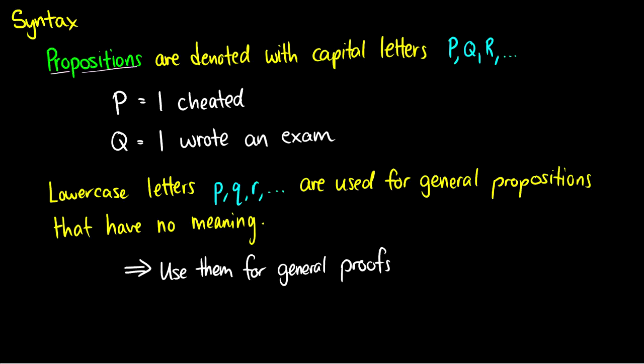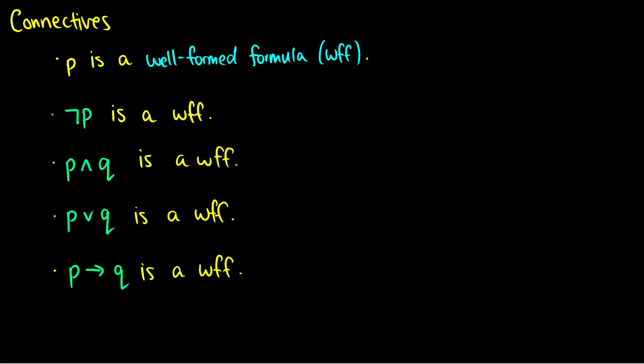But propositions or statements are going to be denoted with capital letters, like P, Q, R. For instance, P is "I cheated" and Q is "I wrote an exam." So those are propositions. Lowercase letters p, q, and r are just general propositions that don't have any specific meaning, and we'll be using these for proofs. So capital letters will have English translations, while lowercase letters will not. Now, with all of these different propositions, we can use connectives to change their meaning or combine their meanings together.